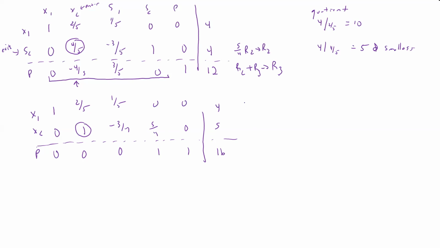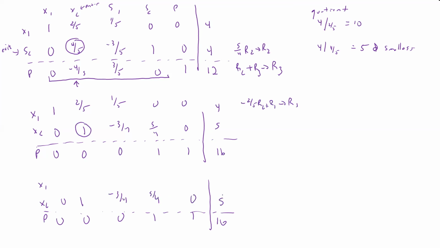So now what I'm going to do is take a negative 2/5 row 2 plus row 1 and make that my new row 1. All right, so let's say that's x1, and this is x2, and then this is a p. See if we can get all this in here. So it's a 0, a 0, a 0, a 1, and a 16. That's a 0, a 1, a negative 3/4, a 5/4, a 0, and a 5.